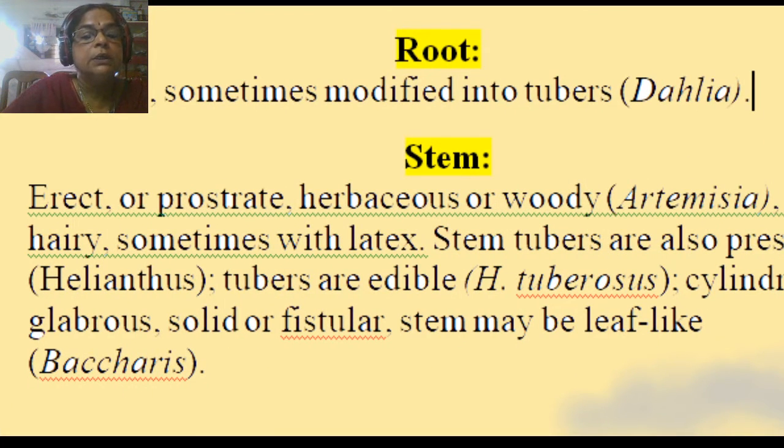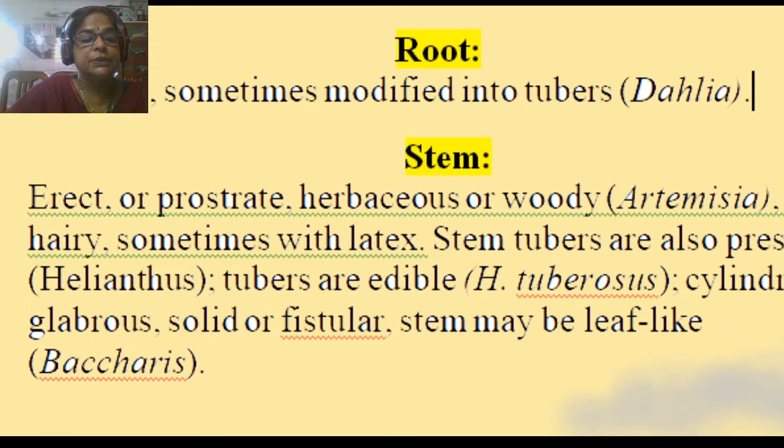Then we will discuss the root. The roots are branched type roots. In some cases, for example in Dahlia, the root is modified into tubers, which store food and are used as edible.